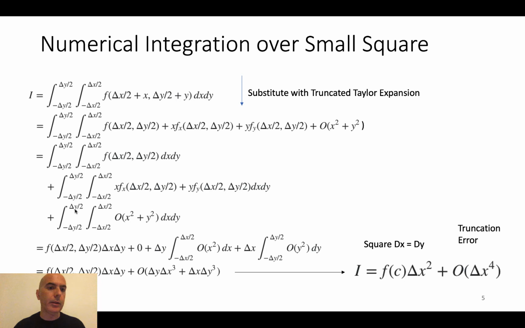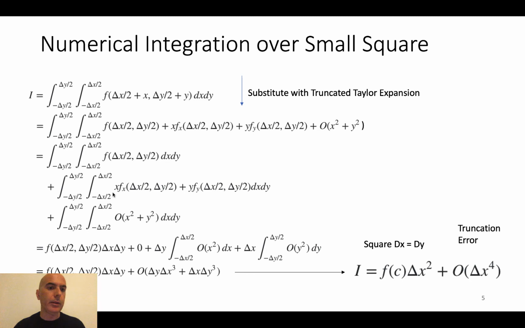And finally, we have the term that is given by the truncation error. So what remains from this fraction is this integral here, that is basically an integral of this constant value that we can calculate easily. So this is going to be the value of f calculated at the center of the cell, multiplied by delta x and delta y, that is the size of the cell in the two directions.